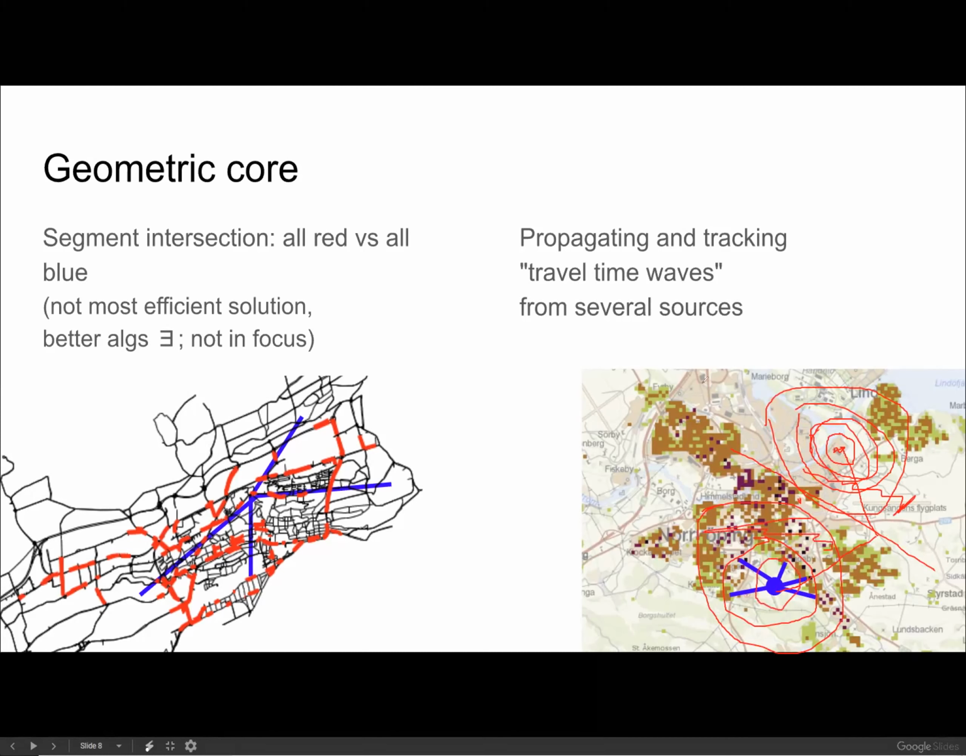And of course, there could be more centers around and they will all propagate these waves. And what does the decomposition of the city into the different zones assigned to the different centers look like? That's the kind of question that we want to answer here. And that's what we will study today.